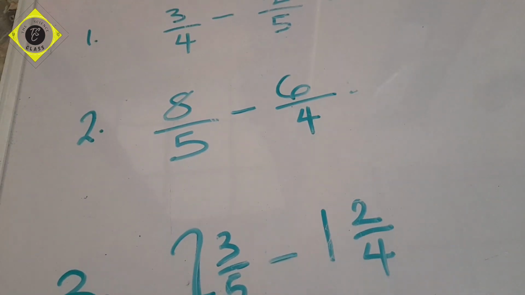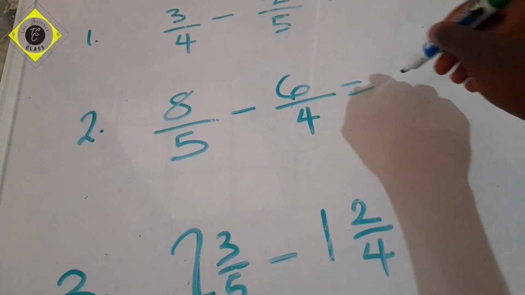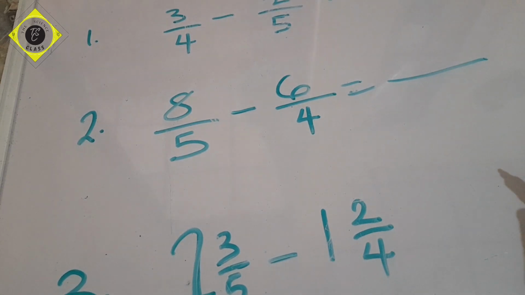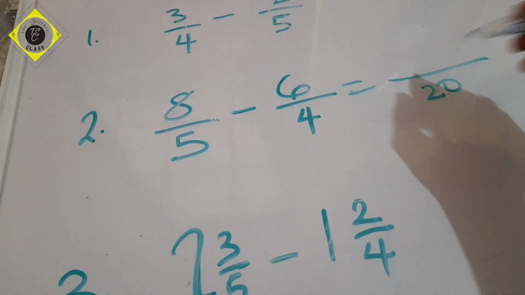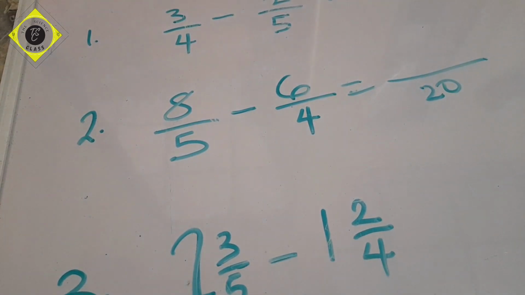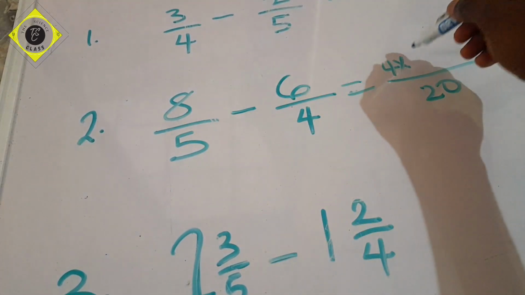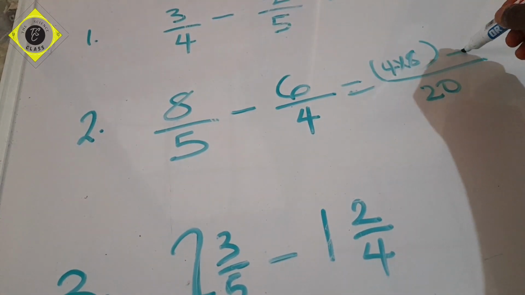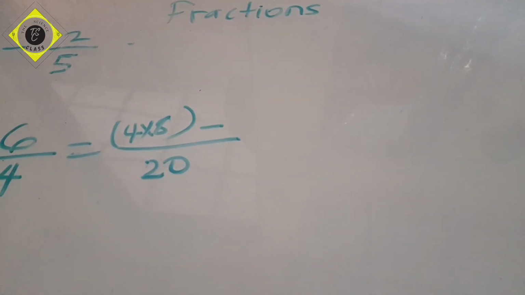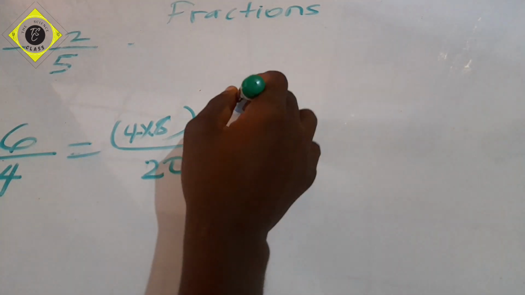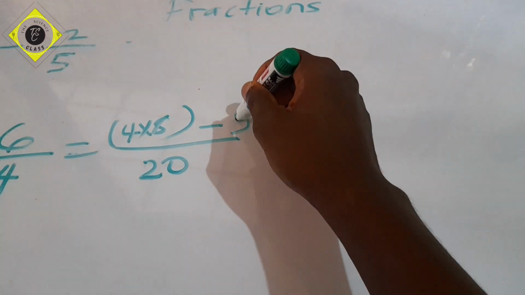Okay, in this example we have 8 over 5 minus 6 over 4. All right, so first thing we do, we find the LCM of 5 and 4, which is 20. Then 20 divided by 5 is going to give us 4 times this 8 here. Minus, then 20 divided by 4 is going to give us 5. So that 5 times this 6 over here.